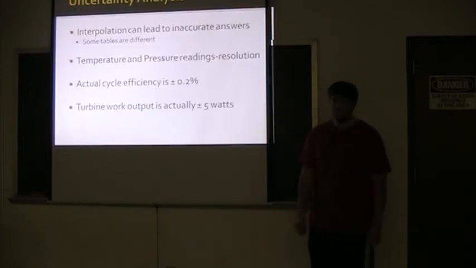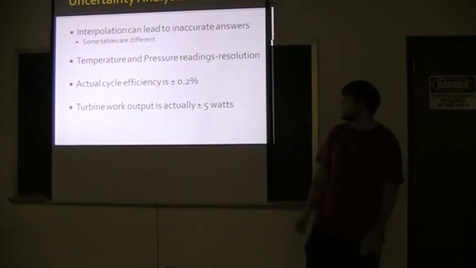Okay, for uncertainties, there could be interpolation problems because the answers could vary, and some of the tables can differ. If they're older or newer, some of the values may be a little different. The readings from when we were getting the data, I know the pressure gauge is a dial, so the reading can be off the resolution. And from the circuit analysis, the actual is plus minus 0.2%, and the turbine work output is actually plus minus 5 watts.